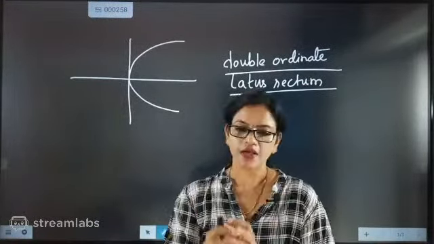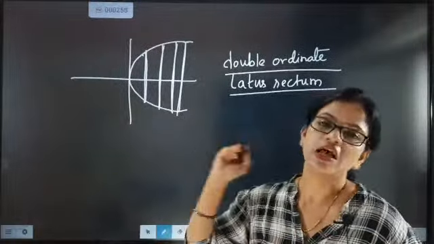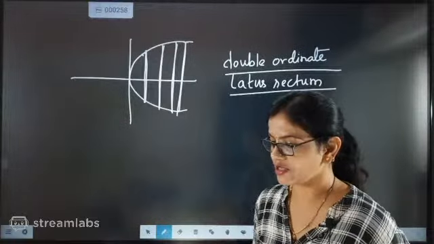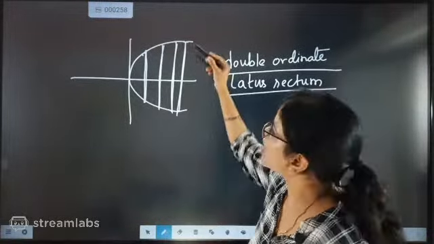The most important thing is that when we talk about chords, what are the double ordinates? When we talk about double ordinates, from point P, whatever perpendicular line you draw, the lines perpendicular to the axis will be called double ordinates. It starts from this point to this point. So whatever 2 points on the curve, the perpendicular lines you draw are called double ordinates.